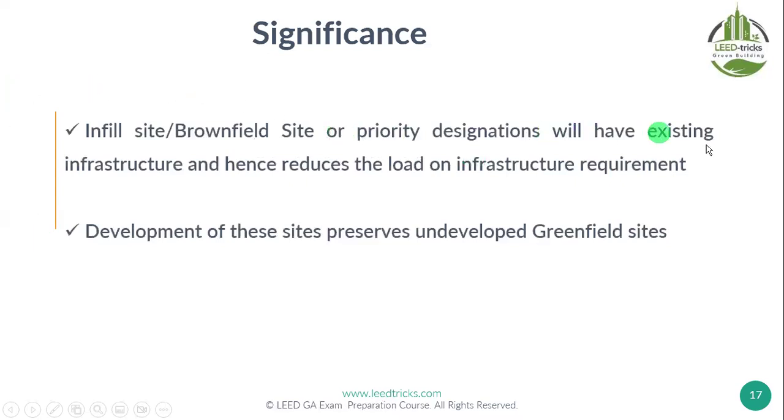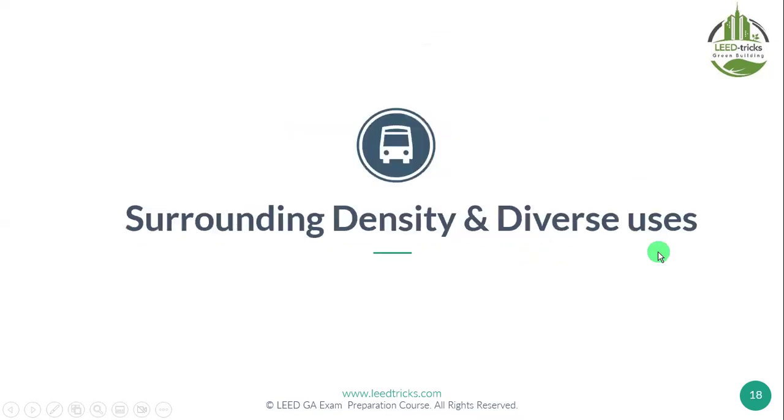Okay? Why priority designation? Why brownfield? And why historic district? Because they are all previously developed. They are not greenfields, right? So when you build in these types of sites, they put these types of sites as a priority because you will protect or preserve the greenfield sites.